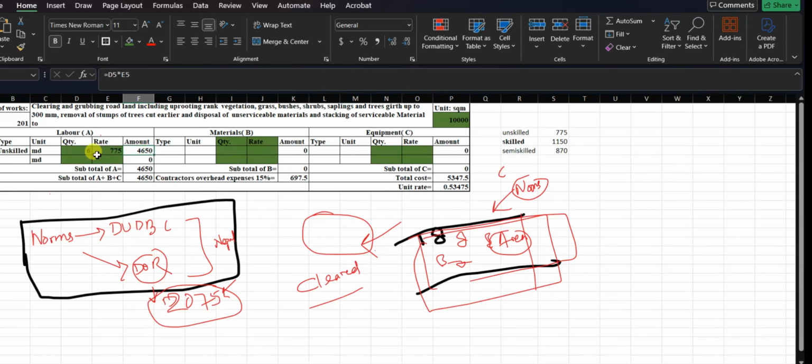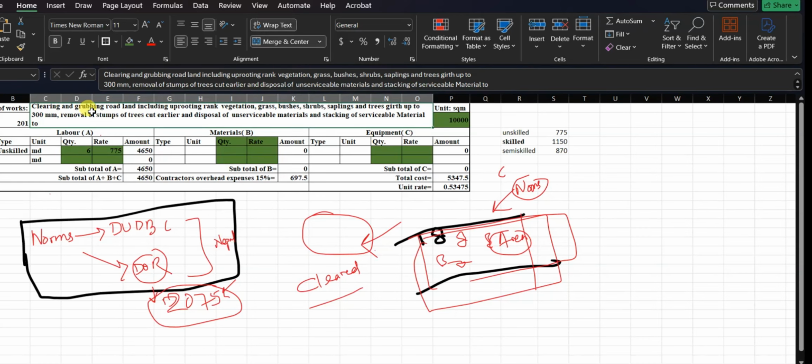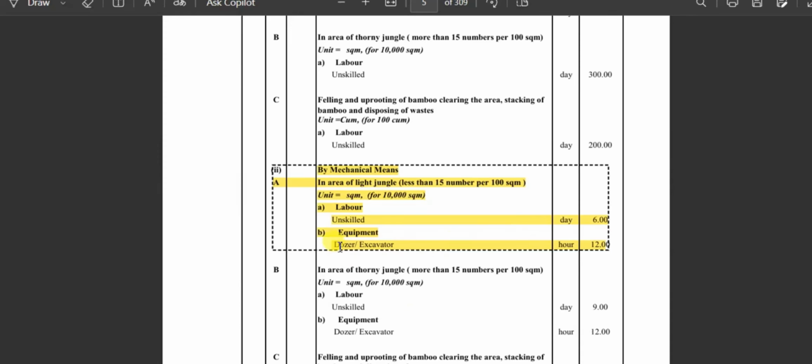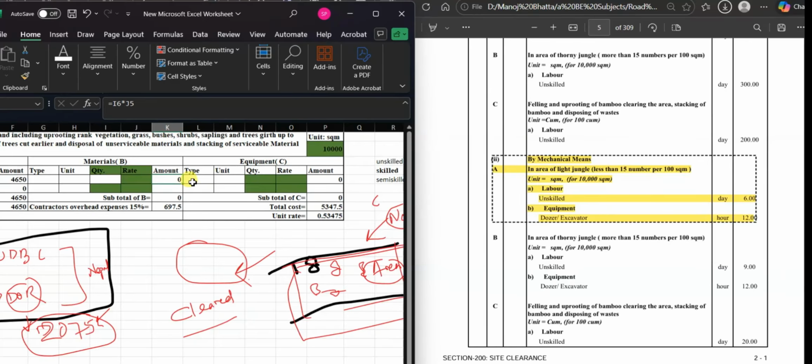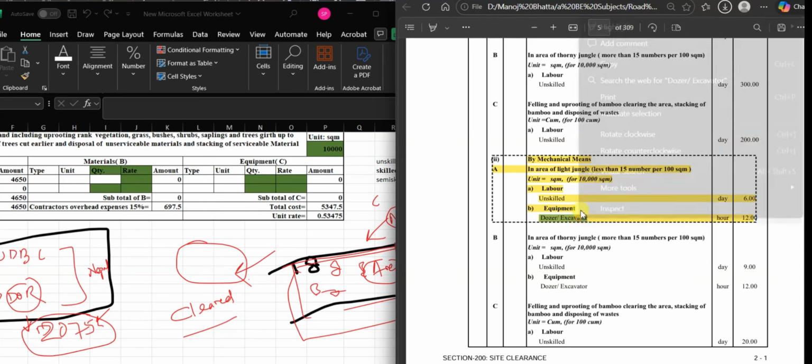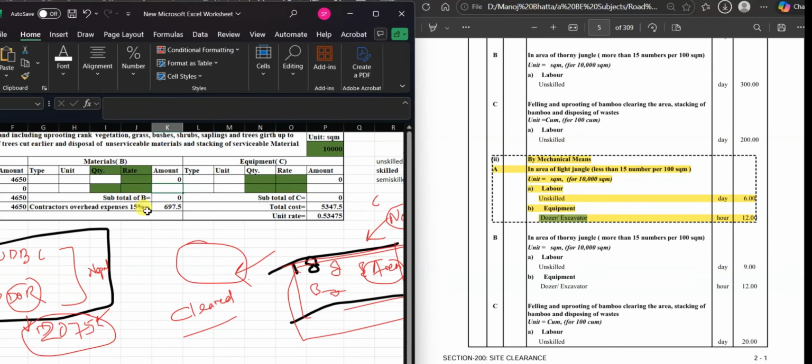So for material, what are the things you require for clearing and cutting the road, site clearance? You don't need much material. And for equipment, the dozer or excavator, that is hourly, that is 12. What type of equipment are you using, dozer or excavator? You can copy this from here and put it over here, right?